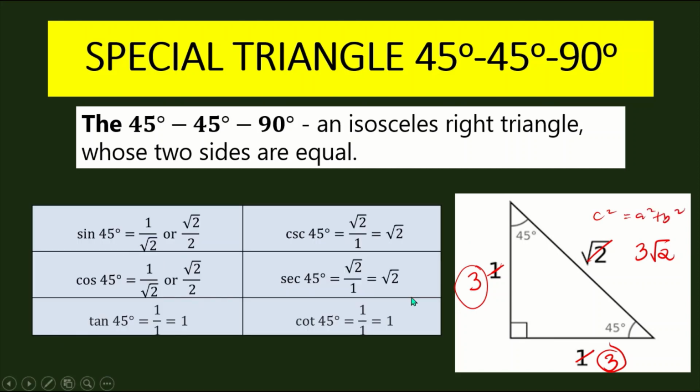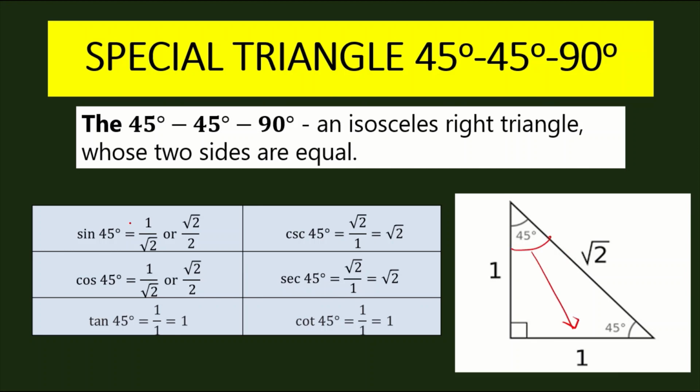Kapag kukunin natin ang sine 45, okay, sine 45. Okay, this is the angle, sine 45. That is the opposite. Okay, so, TOA. Okay, sine 45. If this is sine 45, ang makukuha natin is ang opposite niya. Okay, ang opposite ng 45 degrees, that is 1. So, nakalagay sa numerator is 1 over the hypotenuse. Ang hypotenuse natin is square root of 2. So, 1 over square root of 2.